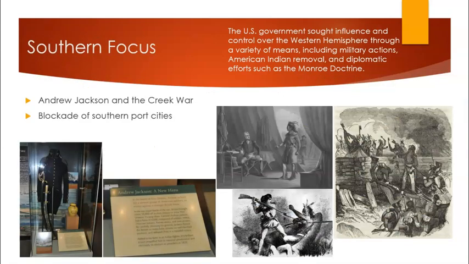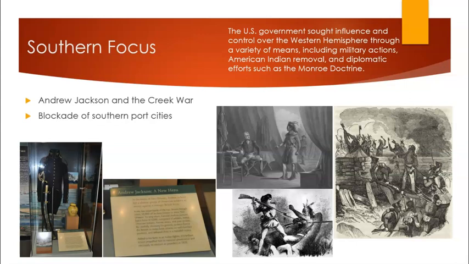Well, after their defeat at Baltimore, the British shifted their attention to the southern states, which they viewed as especially vulnerable because such a large percentage of all U.S. exports was southern cotton. So they began a blockade of the major port cities there. In addition, you had one faction of the Creek Indians, following the example of Tecumseh in the Northwest Territory, begin attacking U.S. troops in Alabama.